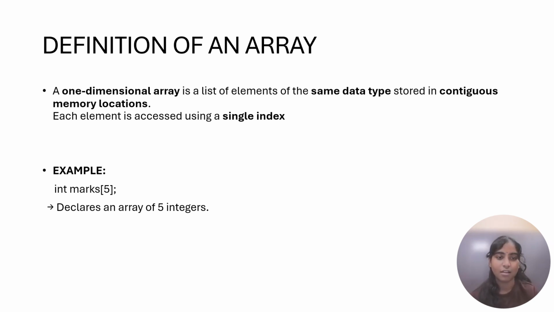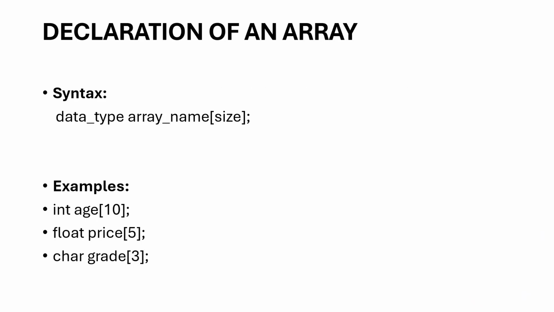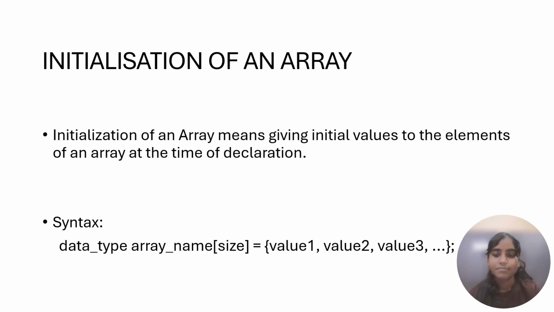An example here is displayed: int marks[5]. This is the array size, which is displayed in the square brackets. This declares an array of 5 integers.